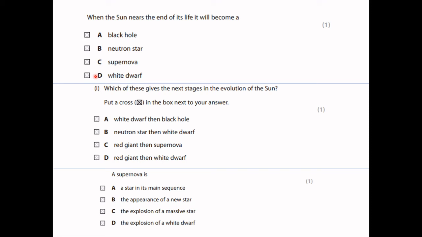Question number 2. Which of these gives the next stages in the evolution of the sun? Well, the sun is going to become a red giant and then a white dwarf. So the answer here was D. And question 3, a supernova is... Now the answer for that one is the explosion of a massive star. So we should have had D, D and C as the answer for these 3 questions.